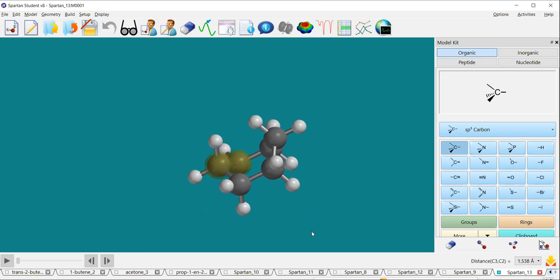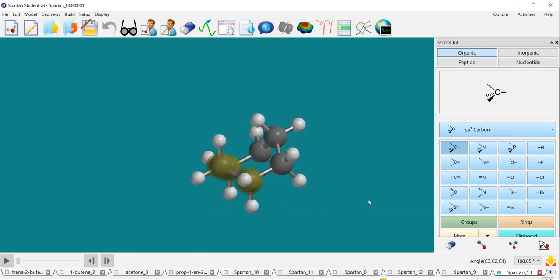Carbon and carbon, it is 1.538. And then finally the angle. Carbon, carbon, carbon, it is 108.65. Now explore another corner.